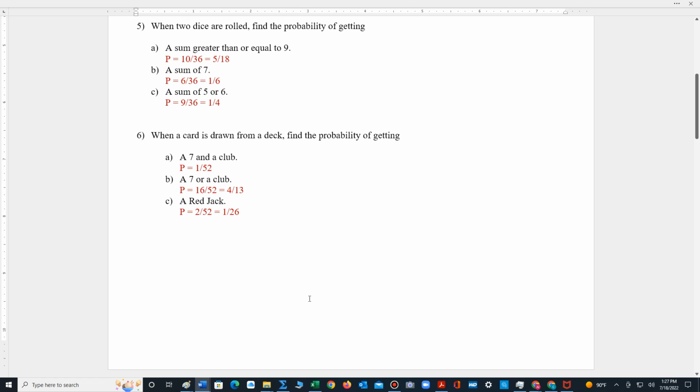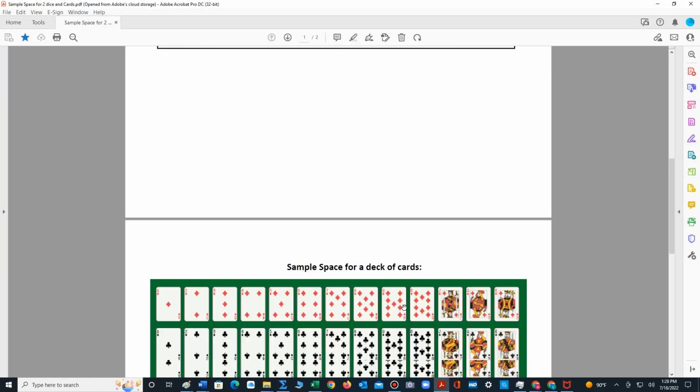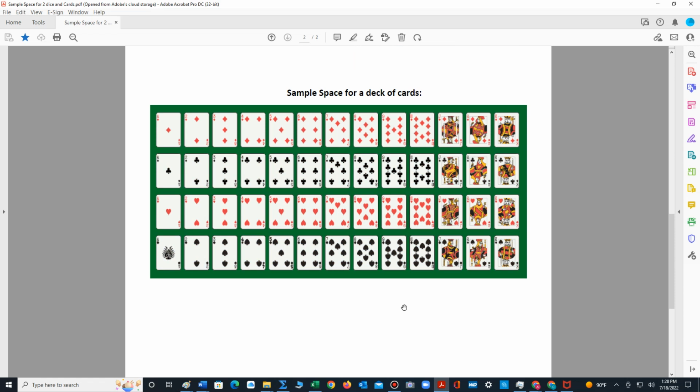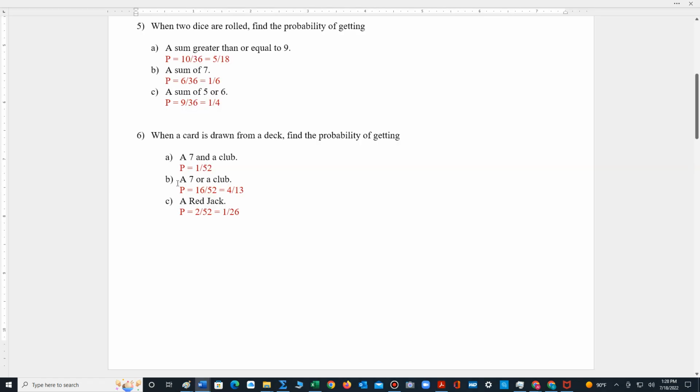Number 6 says a card is drawn from a deck. Find these probabilities. Getting a 7 in the club. Going back to the sample space for a deck of cards, we have the clubs. A 7 in the clubs has to have both properties. So there's only one card that's a 7 and a club. So it's 1 out of 52. Now a 7 or a club, or means we add. So we're adding all the 7s with all the clubs, but remember, we never double count.